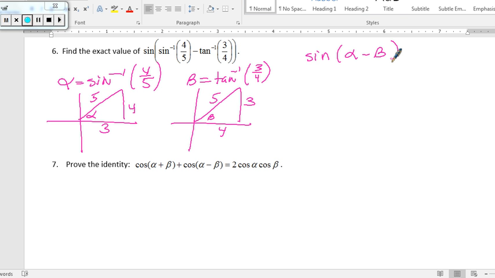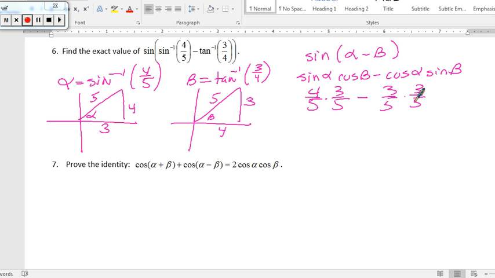That's going to be our first formula in the right-hand column here. So it's going to be the sine of alpha, cosine of beta, minus cosine of alpha, sine of beta. And we're going to use our triangles to get our values. The sine of alpha would be 4 over 5, opposite over hypotenuse, or y over r. Cosine of alpha is 3 over 5.